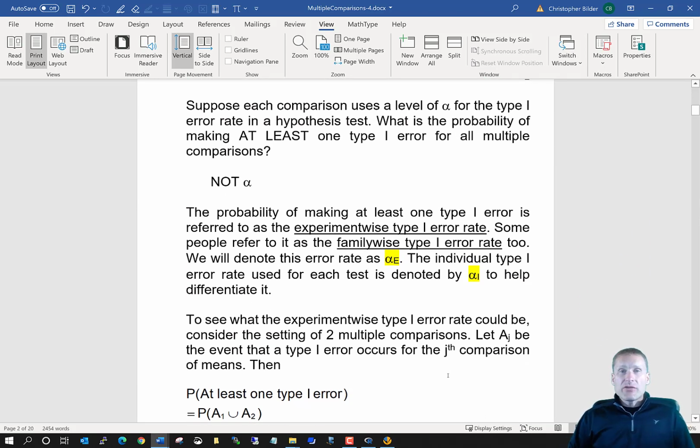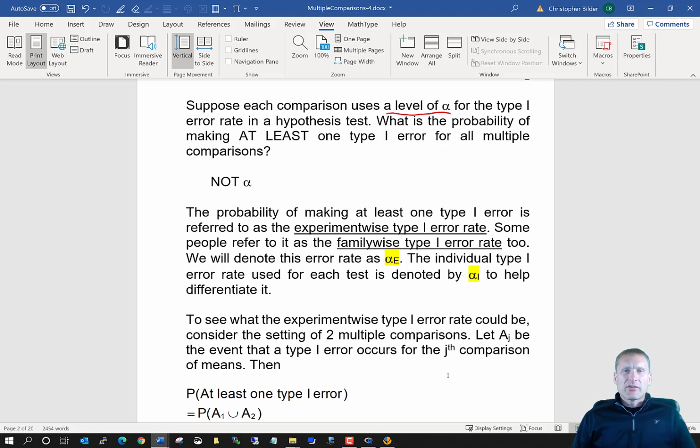Now let's suppose that for each of these comparisons we use a level of alpha for our type 1 error rate, for, let's say, doing a hypothesis test. You can think of this equivalently in terms of confidence intervals too. And with our hypothesis test, the type 1 error rate is alpha. What's the probability that we make at least one type 1 error for all the multiple comparisons? Because we're not just doing one hypothesis test. In the Wheaties example, we would do 6 different hypothesis tests. Is the error that we have at least one error equal to alpha? And the answer is no.